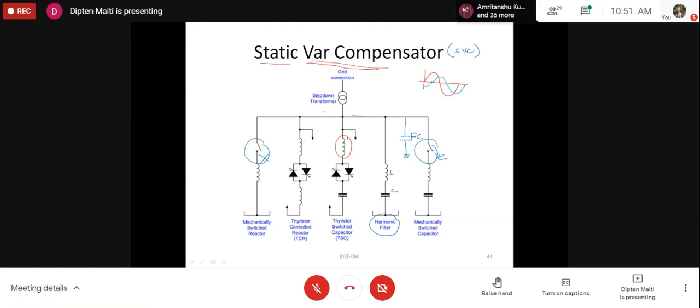Now, what would happen if, instead of doing that, you delay the triggering angle further? If you delay the triggering angle further, let's say you have delayed by this duration.